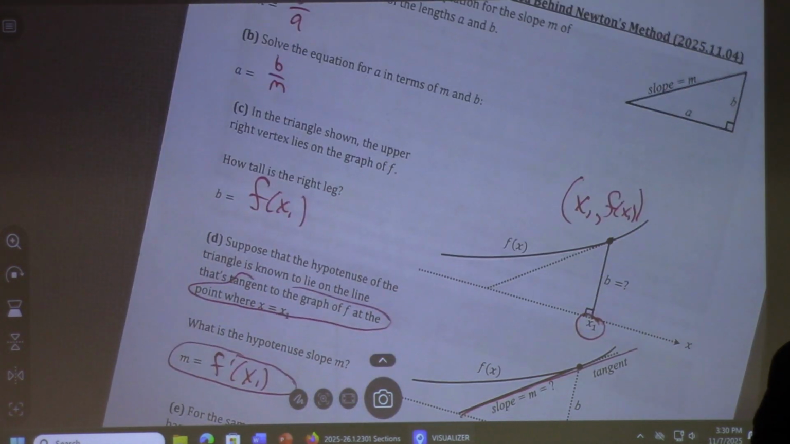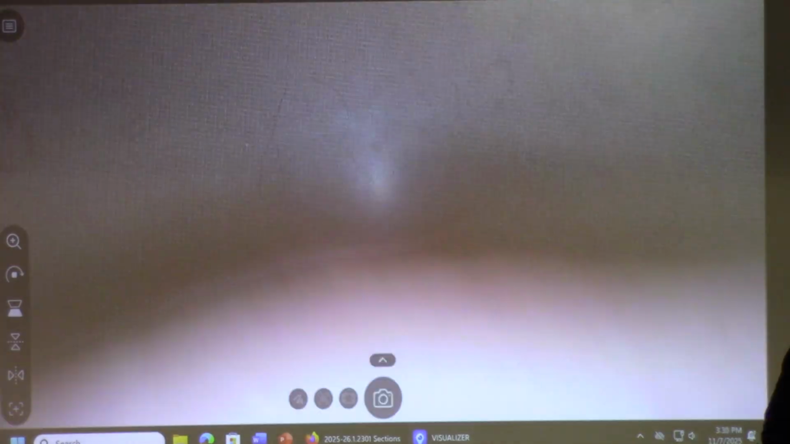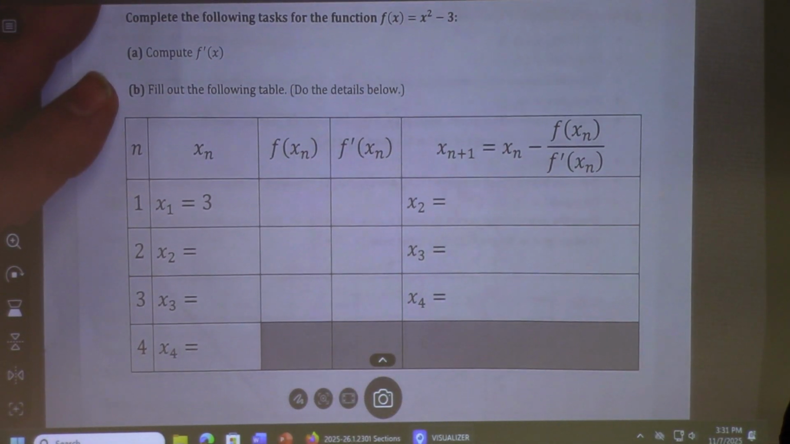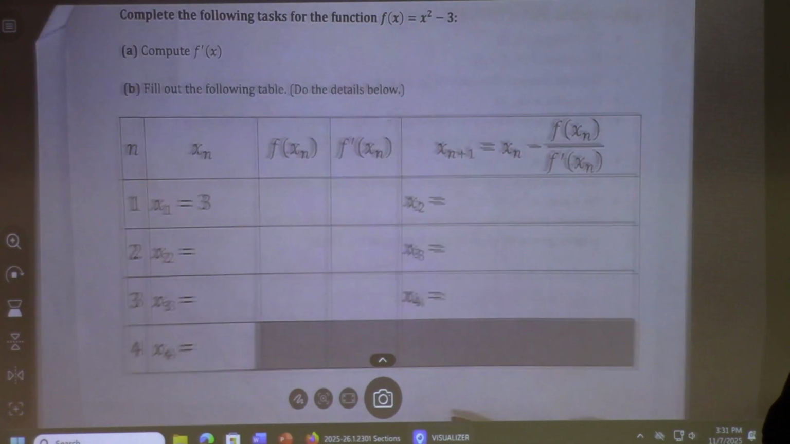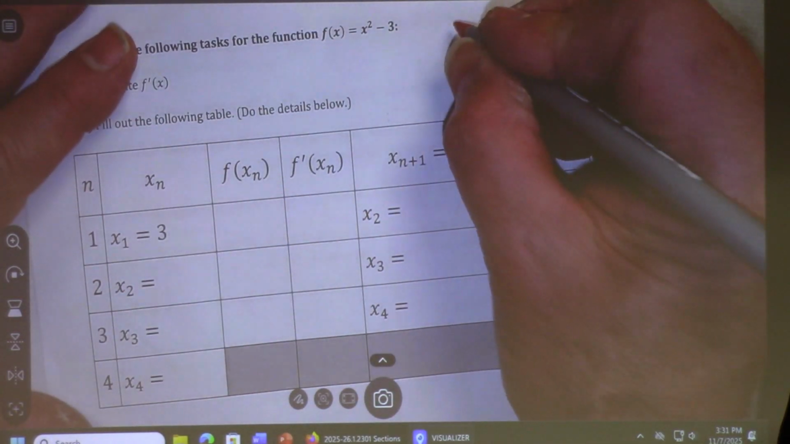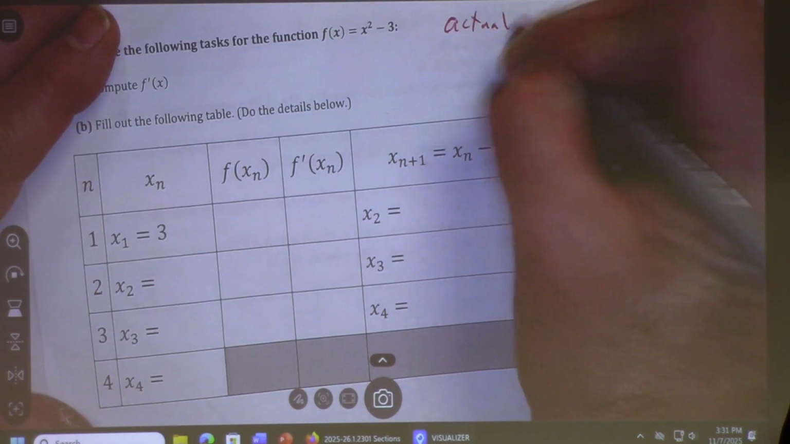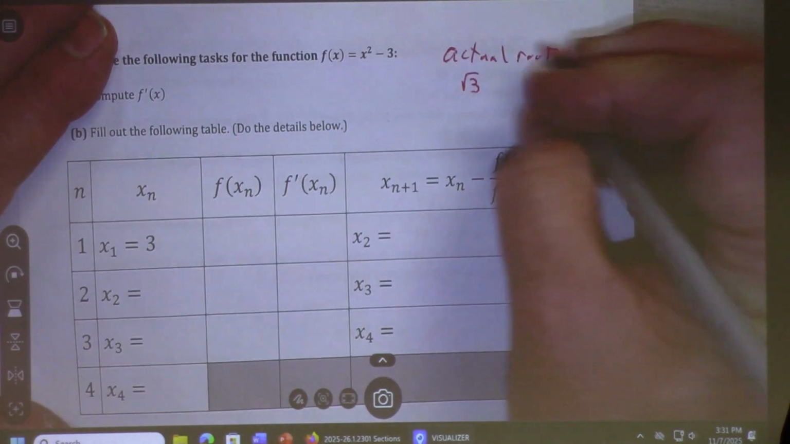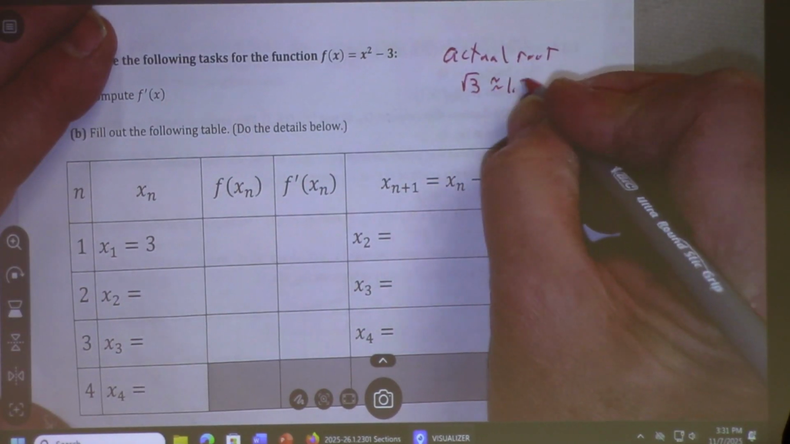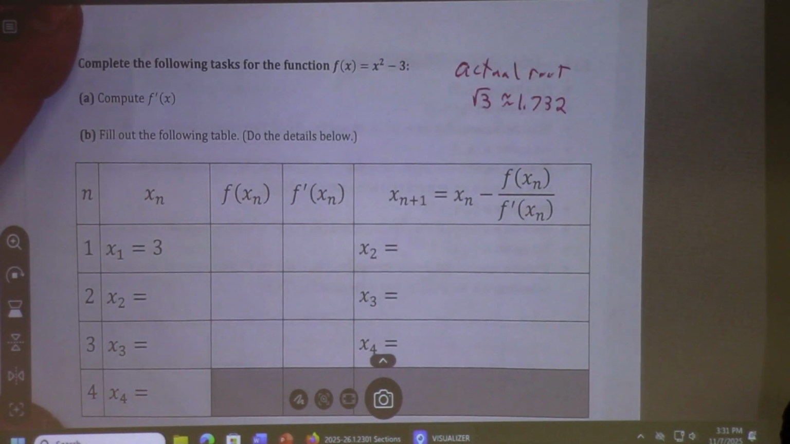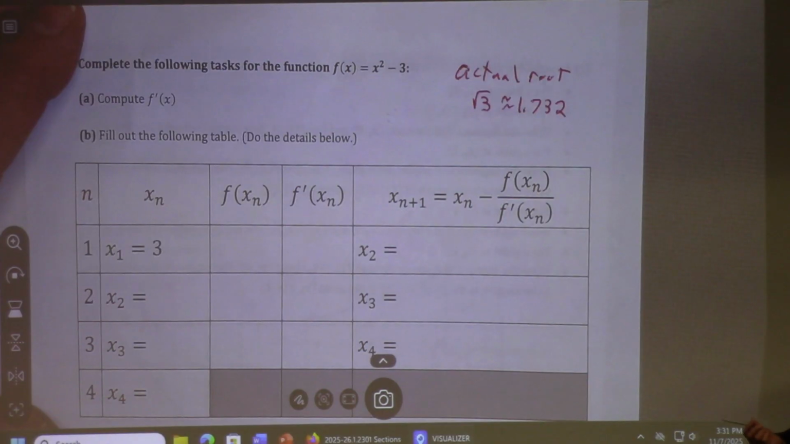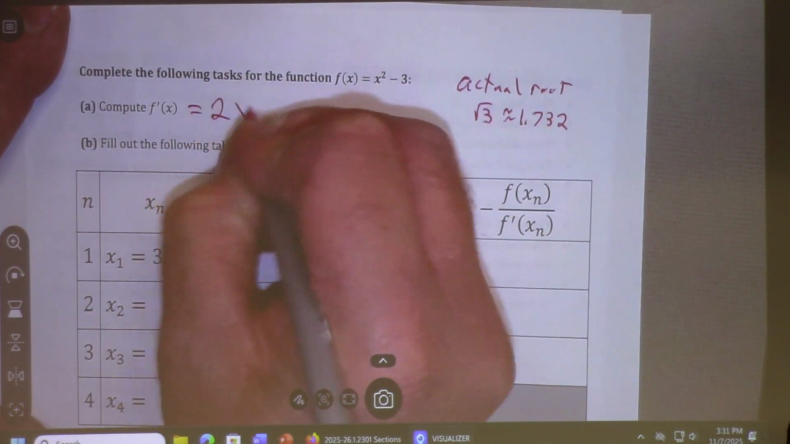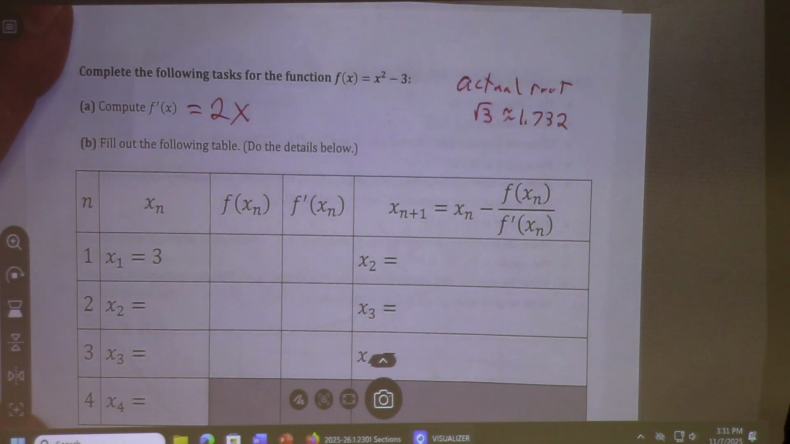All right, now, let's go work on this table. f of x is x squared minus 3. Now we already know that the actual root is the square root of 3, which is about 1.732. But we're going to see if we can come up with an approximation for that. So first of all, we have to get f prime. f prime is 2x. Now we have to just get to work building this table.